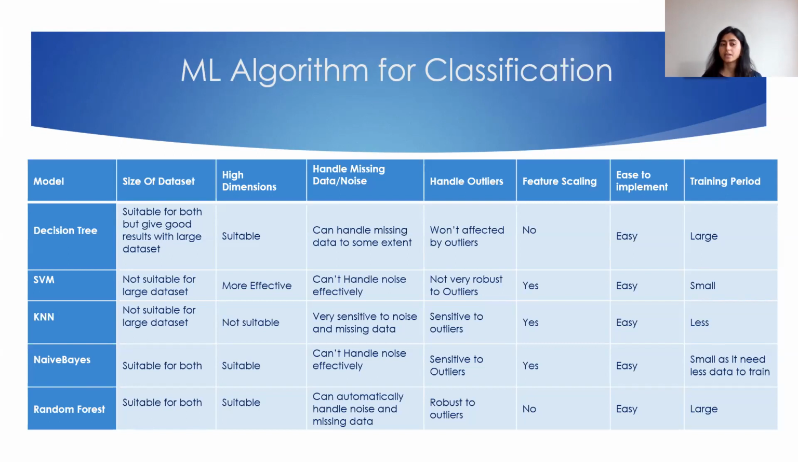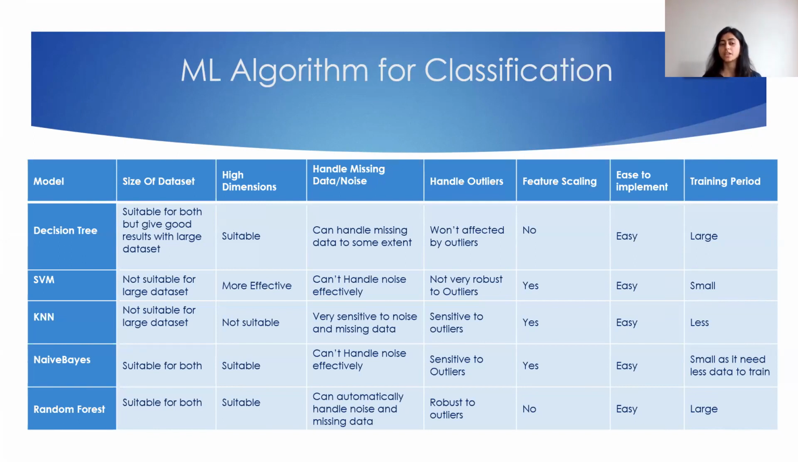Next is KNN. Again, it is not very suitable for a large data set. It is not suitable for high dimensions. It is very sensitive to noise and outliers. Why? Because again, the KNN depends upon the neighbors. If we have outliers or noise in the data, the performance will be affected. Easy to implement, training period is less.